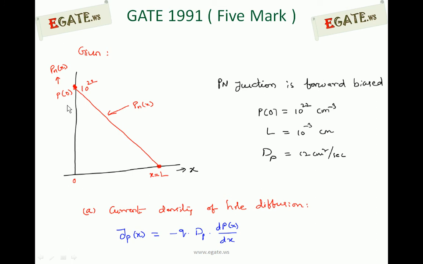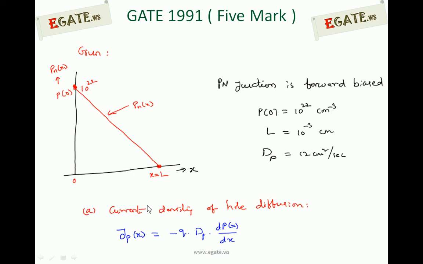The given hole distribution is linear. It starts at x equal to 0 with P of 0, whose value is 10 power 22, and it decreases linearly towards L. At x equal to L, the hole concentration becomes 0. So the given information is: the PN junction is forward biased with P of 0 equal to 10 power 22 per centimeter cube, L equal to 10 power minus 3 centimeters, and the diffusion constant for holes is 12 centimeter square per second.